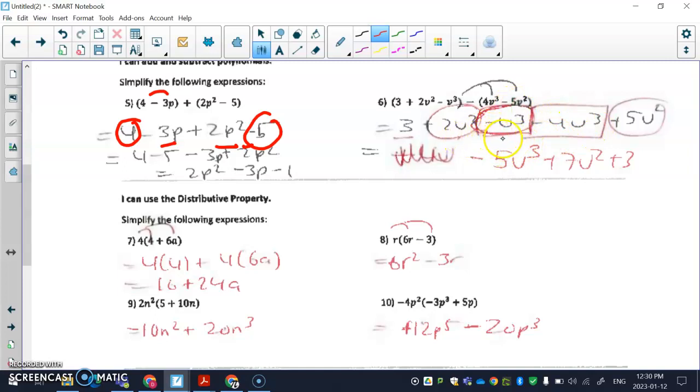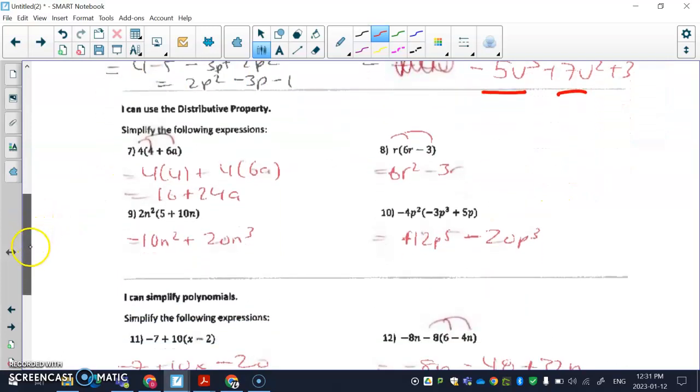Then you collect like terms. I have a v cubed, I have minus 4v cubed, so that's minus 5v cubed. So minus 1 minus 4 is minus 5 of these guys. I have 5v squared, but I had 2 other v squared over here. That turns into this, and then I had the 3 at the end there.